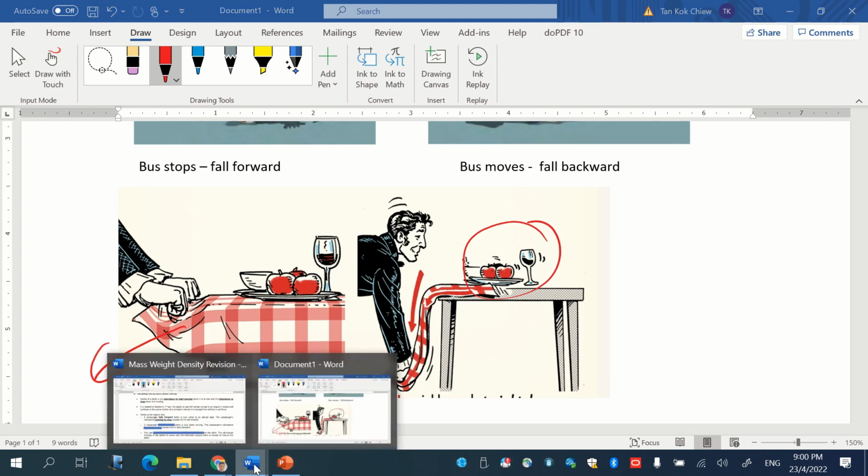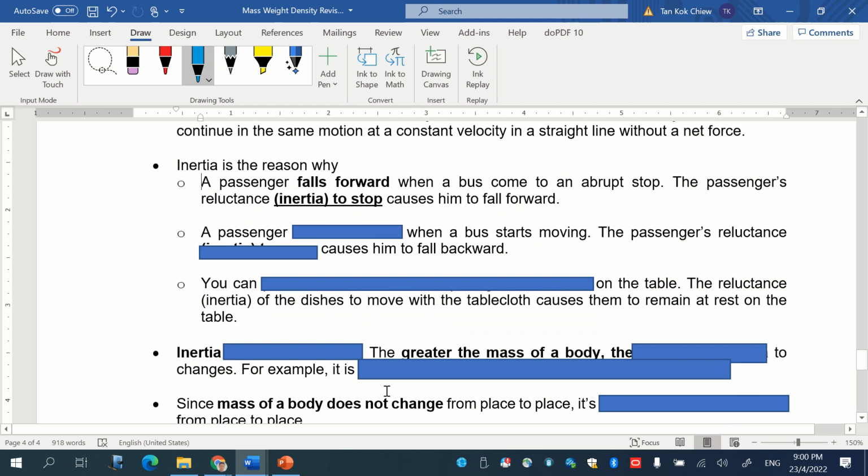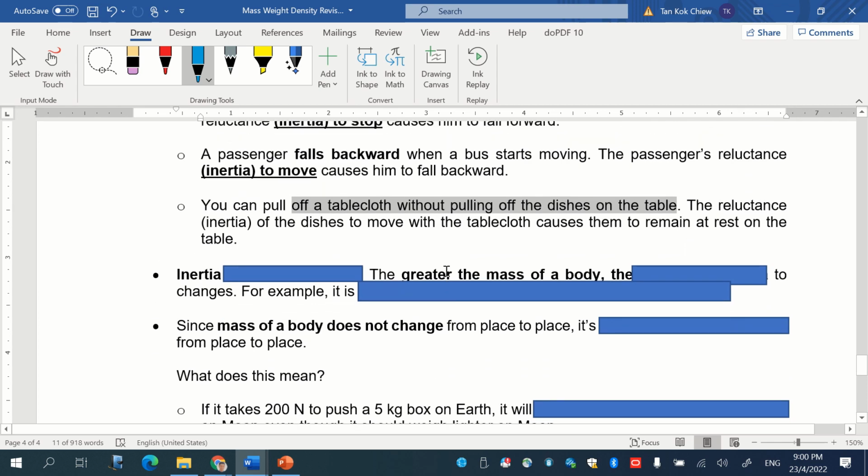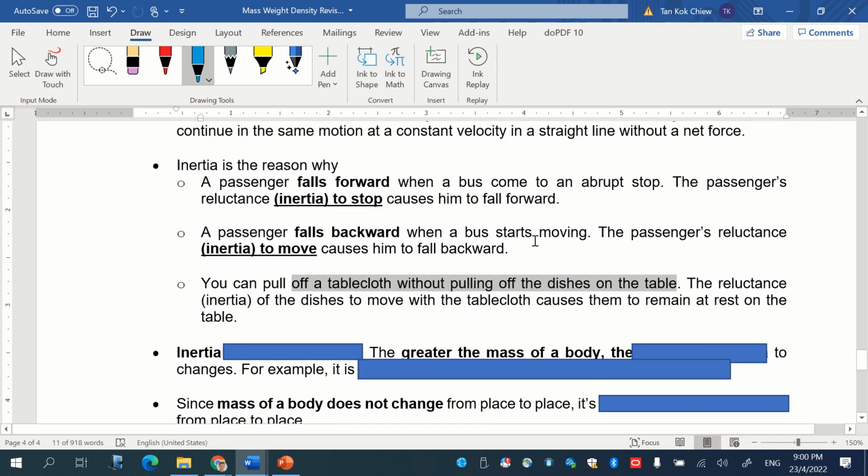All right. So back to your notes, right? Back to the notes. A passenger falls backward when the bus starts moving. The passenger's reluctance to move this time caused him to fall backward. So the third example, you can pull off a tablecloth without pulling off the dishes on the table. All these are some examples that O level likes to use, hinting you on the word inertia.